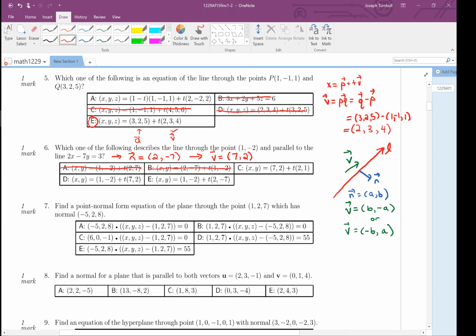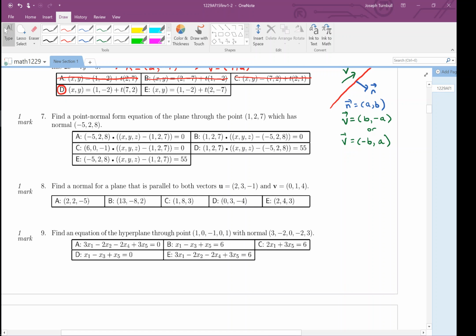Or they switched the point in C. So another mangling of the formula. And then for D, it has the point that we're asked that the line goes through, 1, -2, plus t times the direction vector v that we found, so it's option D.